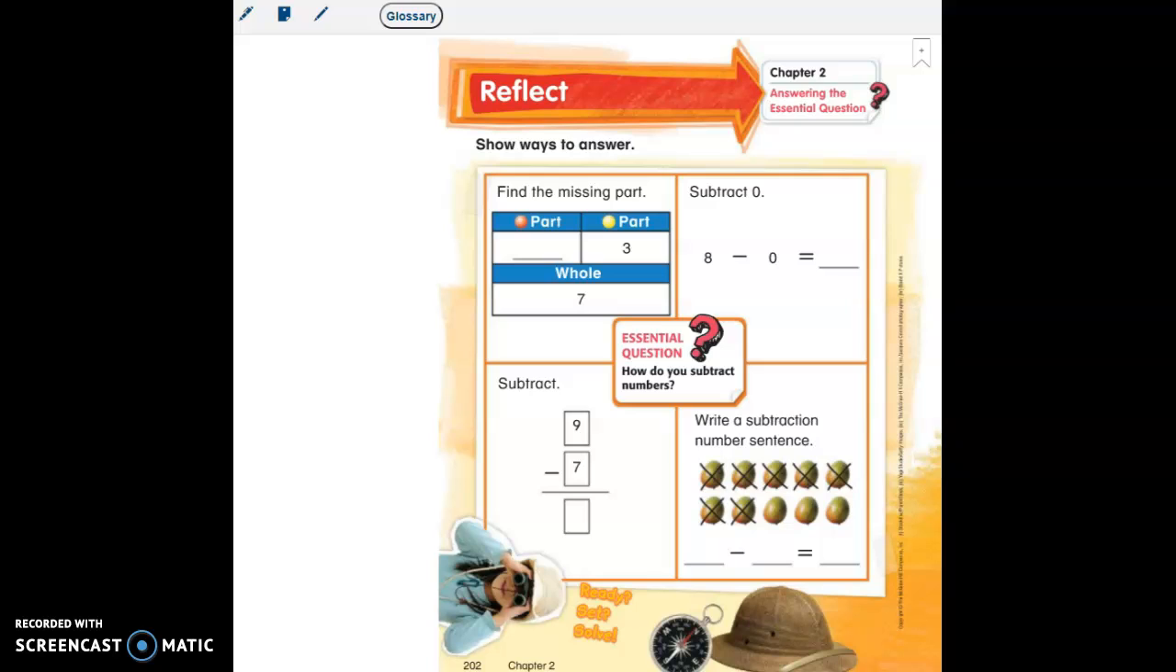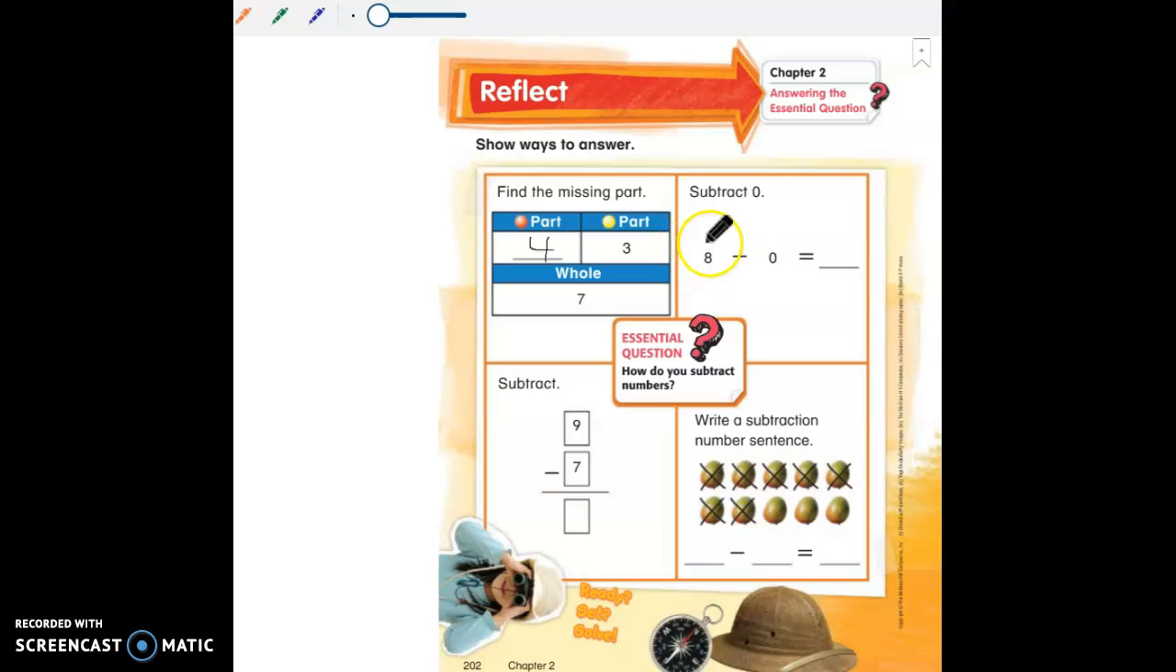Okay, we're almost done. All right, first graders, we are going to find the missing parts. So remember how we talked about part, whole? So on the top here, on the reflect, it shows that we have part, which is one is red, one is yellow, and then they gave us the whole. So we have a missing part here that we have to figure out, and I know how we're going to do it. What is 7 take away 3? And hopefully you know that answer is a 4. So put your 4 right here for your part.